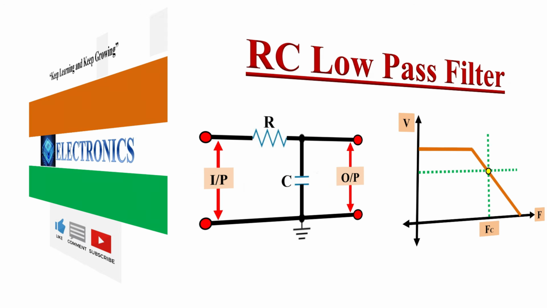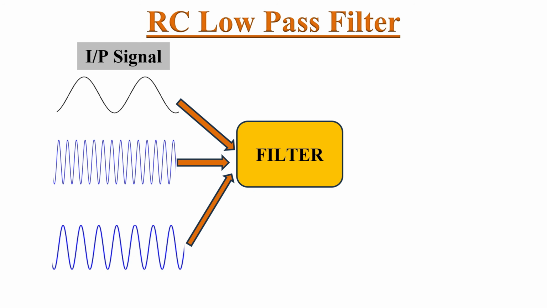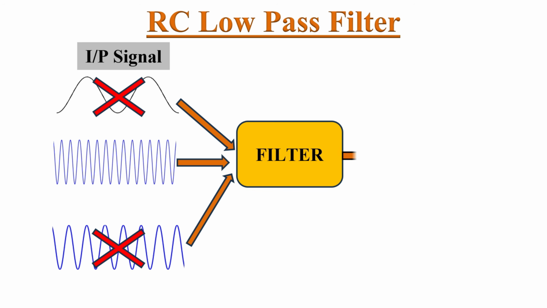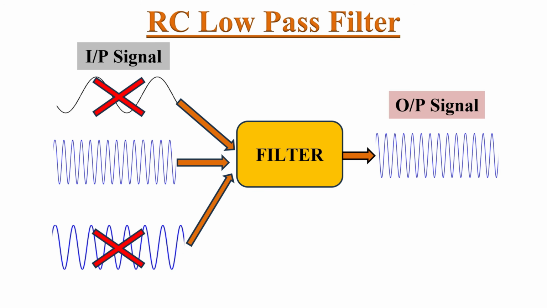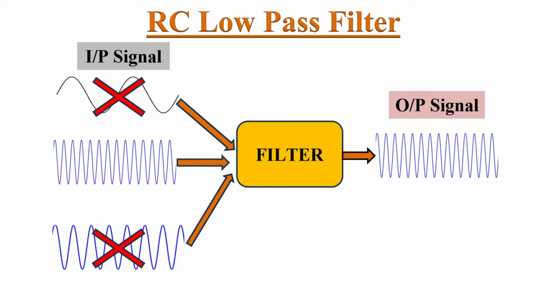In this video, we will learn about the RC low pass filter. An electronic filter is a circuit used to selectively pass or reject certain frequency components of an electrical signal. Filters are designed to remove unwanted frequency components and enhance the desired ones.